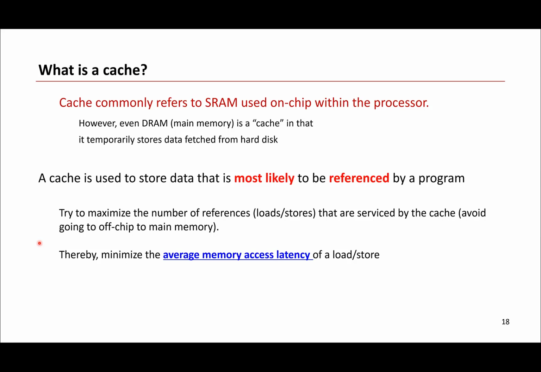So, what is a cache? Well, a cache is used to store data that is most likely to be referenced by a program in the future. Our goal is to try to maximize the number of loads and stores that are serviced by our fast cache and avoid going to the slow main memory. And in the process, we are going to try and improve this metric, which we're going to call the average memory access time or latency of a store or load. I will define this metric a bit later, but it's a performance metric that we are going to use to reason about a cache's performance.